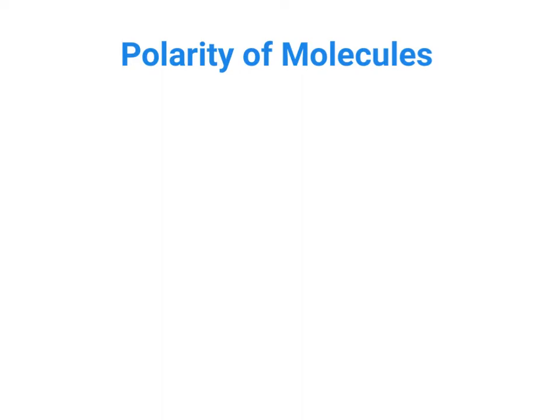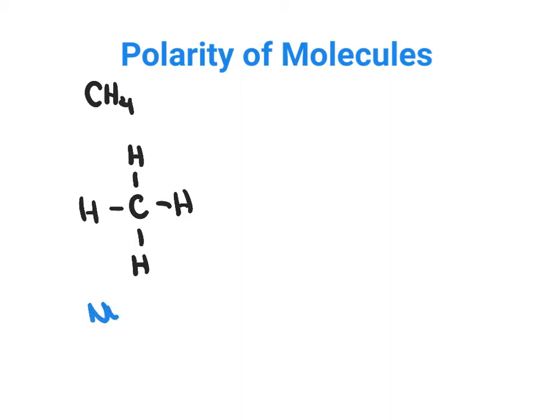Of course, polarity of bonds also determines polarity of molecules. So for example, let's say I have the compound methane, which is CH4. If I were to draw this, it would look like this, a tetrahedral molecule. But each of these bonds is nonpolar. So because there's no direction on the bond, the whole molecule ends up being nonpolar.